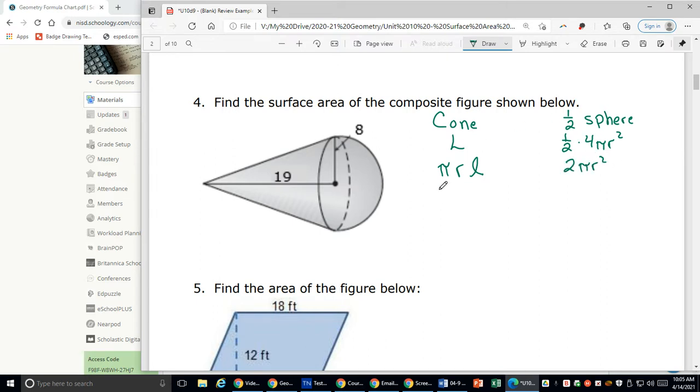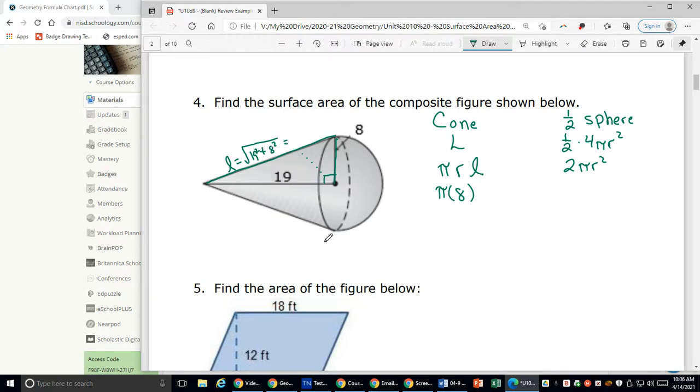Okay, so when I fill this in, pi r, my radius is 8, and then my slant height. They gave me my regular height. They didn't give me the slanted height. So I have to compute that. Remember, your height is always going to be perpendicular to your radius or your base. And so my slant height comes from this little right triangle, where this is a hypotenuse because it's across from the right angle. So inside my square root, I'm going to want to add, and I'm going to use 19 and 8.